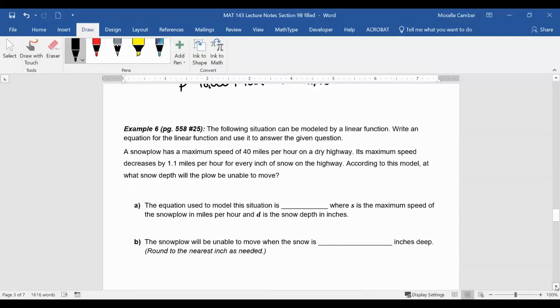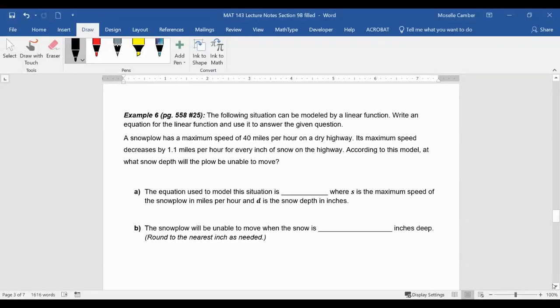Example 6. A snowplow has a maximum speed of 40 miles per hour on a dry highway. Its maximum speed decreases by 1.1 miles per hour for every inch of snow on the highway. According to this model, at what snow depth will the plow be unable to move? Okay, so this one's a little bit trickier because we have a lot of pers in here. So we have 40 miles per hour, then we have it decreases by 1.1 miles per hour for every inch of snow on the highway.